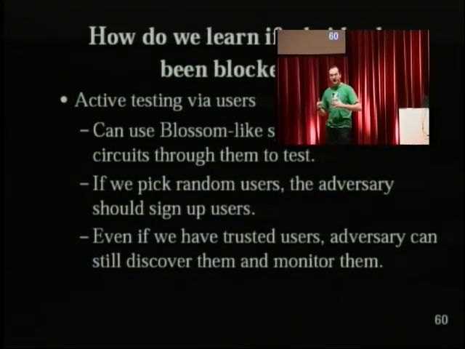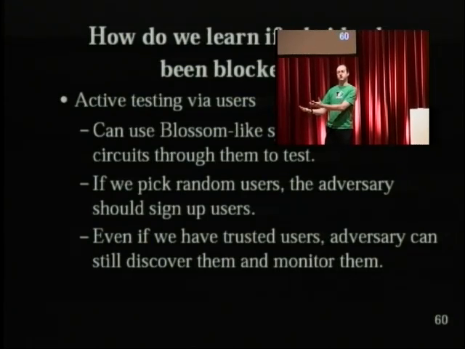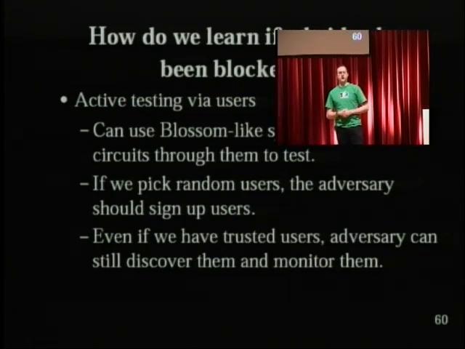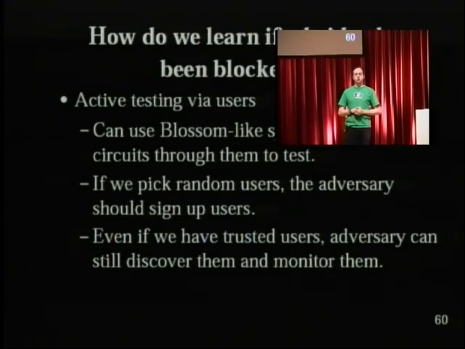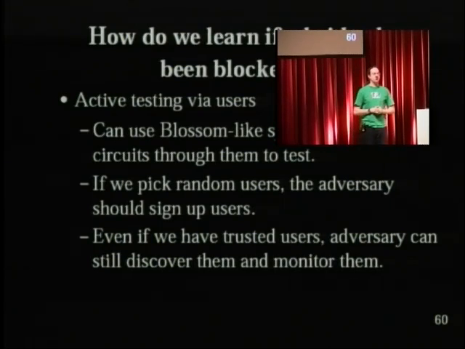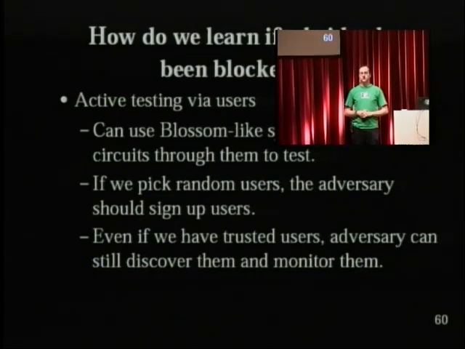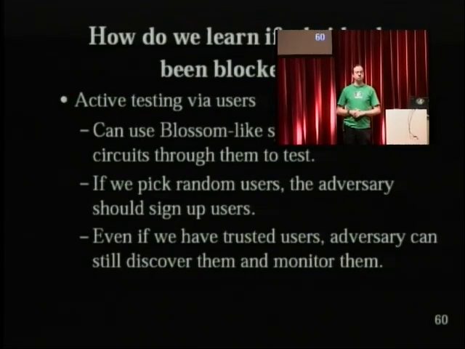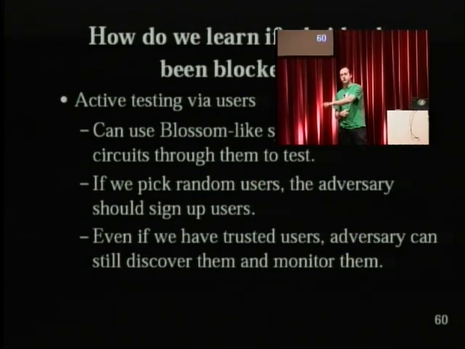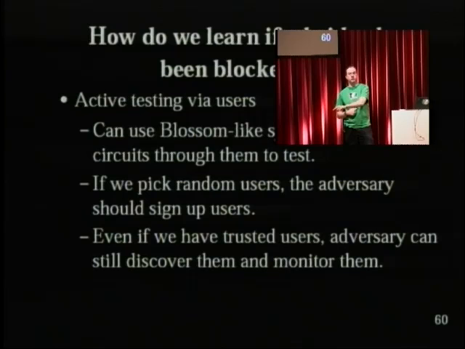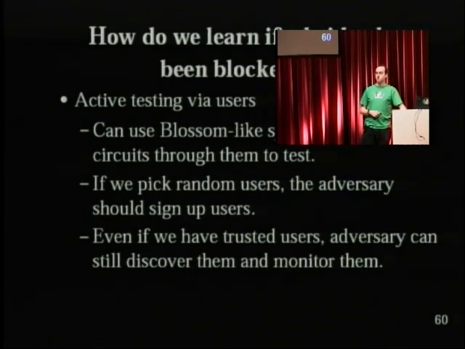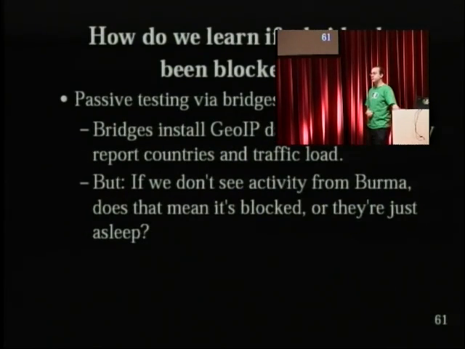And then I'll say, hey, what do you think about these 12 bridges? And he'll say, oh yeah, those are fine. And then he'll put them on his blacklist. So how do I pick users in China to actually do this measurement for me? And even if we have trusted users that we know are good, the adversary is going to figure it out eventually. He's going to say, that guy over there keeps measuring the whole internet. I should keep track of what he's trying to connect to, and now I get to learn all the bridges. So it's a start, but it has some problems.